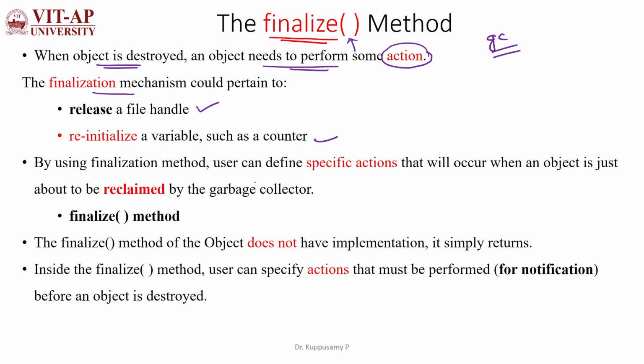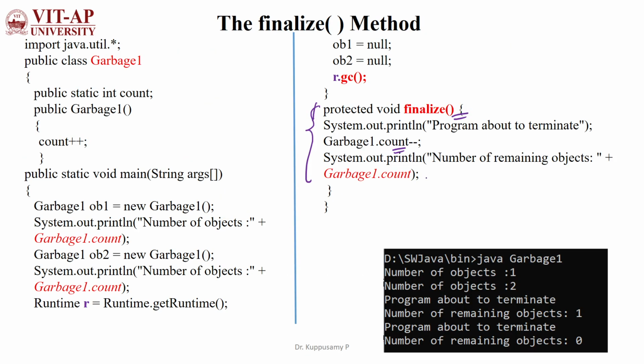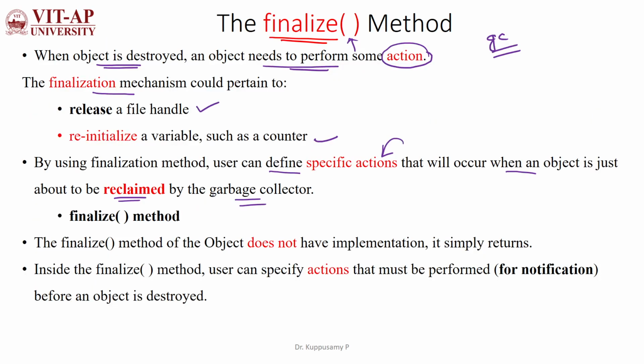By using the finalization method, the user can define specific actions that will occur when an object is just about to be reclaimed by the garbage collector. So here we can use some actions. Inside this, you see I am using these statements to perform some actions. Based upon that, we can come to know what is going on in the finalize method.